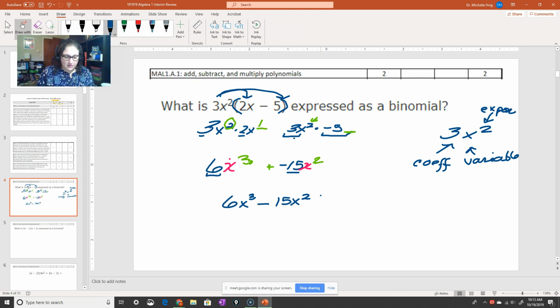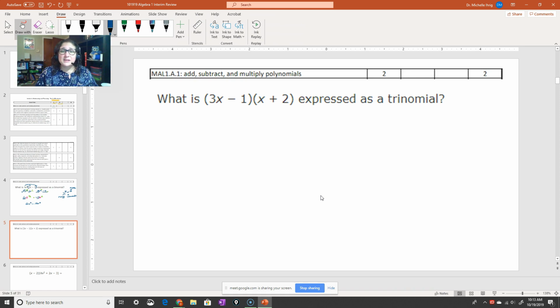Okay, and let's look at another problem. Now it says, what is this expressed as a trinomial? So again, your teachers might have told you something called FOIL, which is an acronym that stands for first, outer, inner, last. Your teachers might have also showed you something called the box method. So I'm going to show you 2 different ways that you can do this problem. First, the way I always taught my students, because I didn't learn the box method till way later, is first, outer, inner, last.